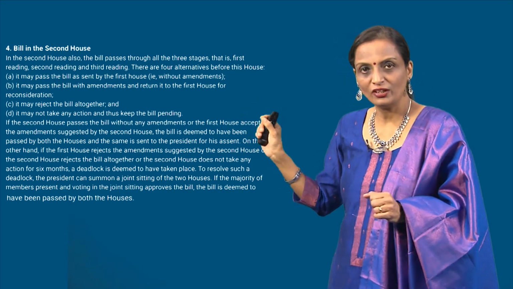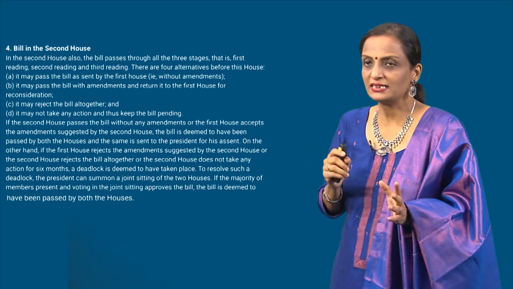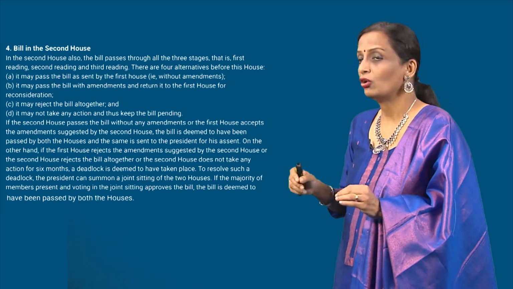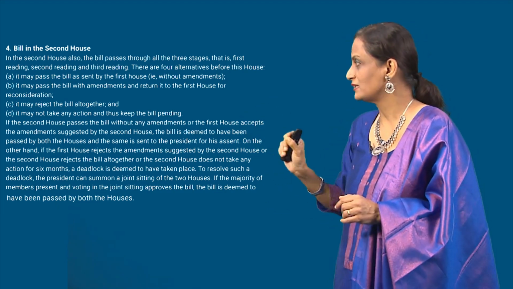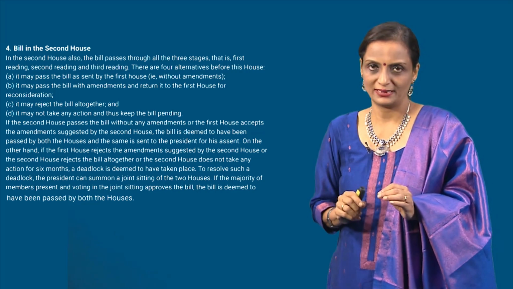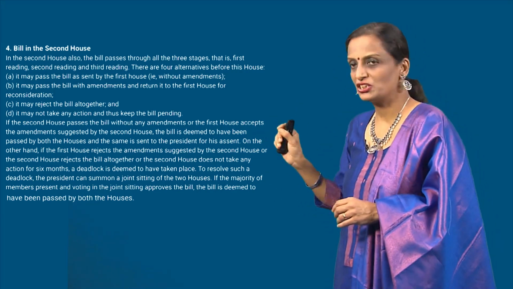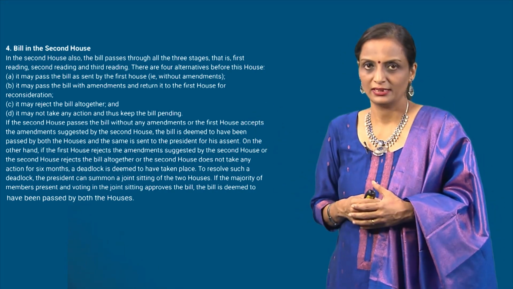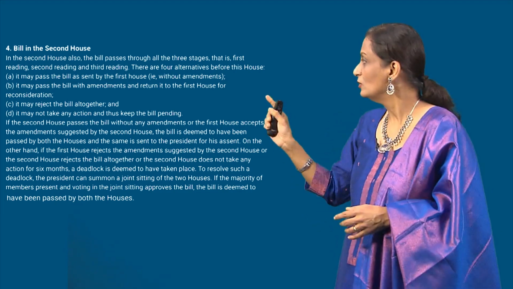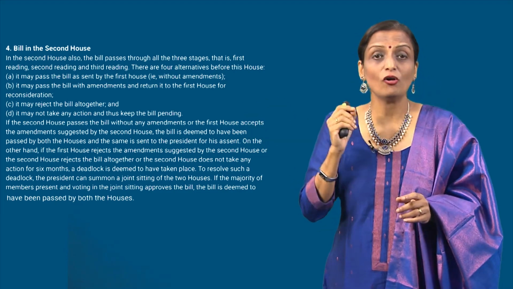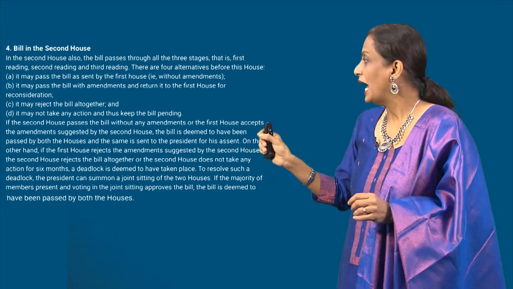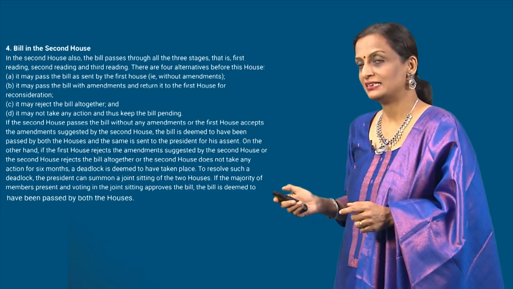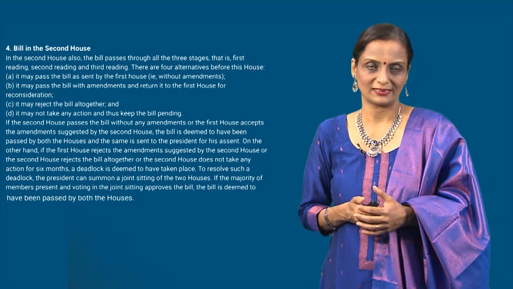On the other hand, if the first house rejects the amendments suggested by the second house, or the second house rejects it, keeps it pending, or does not take any action for 6 months, a deadlock is deemed to have taken place. To resolve such a deadlock, the President can summon a joint session of the 2 houses. Both the houses can come together to take a call. If the majority of the members present and voting in a joint session approves the bill, the bill is deemed to have been passed by both the houses.